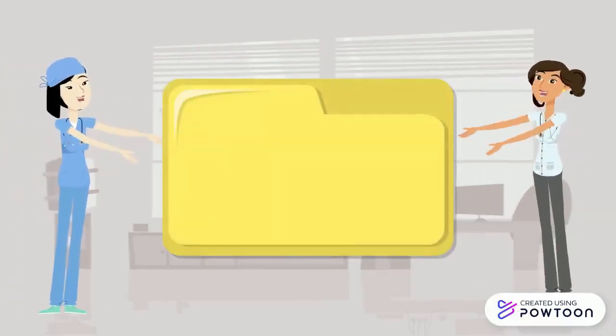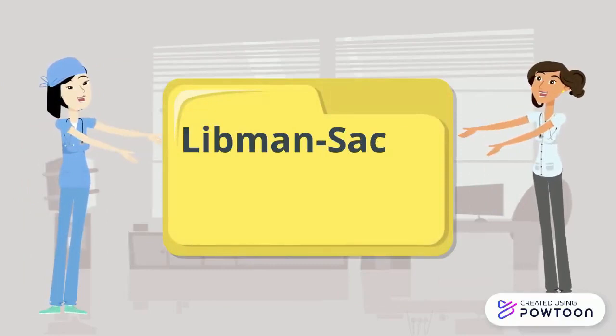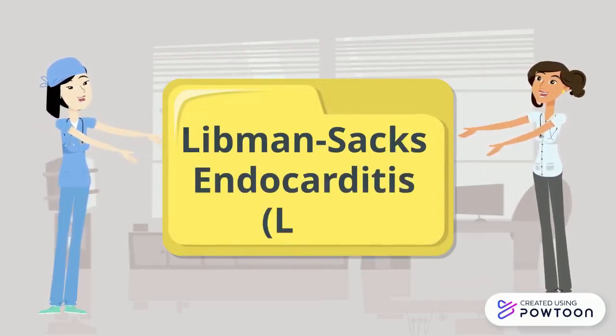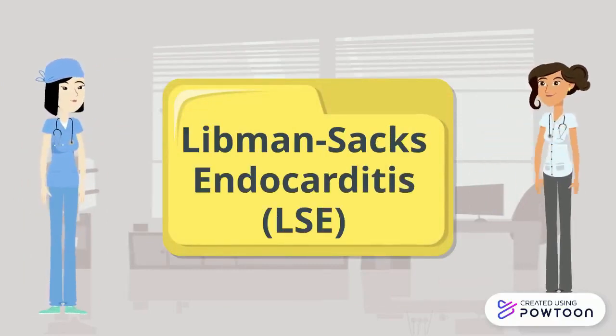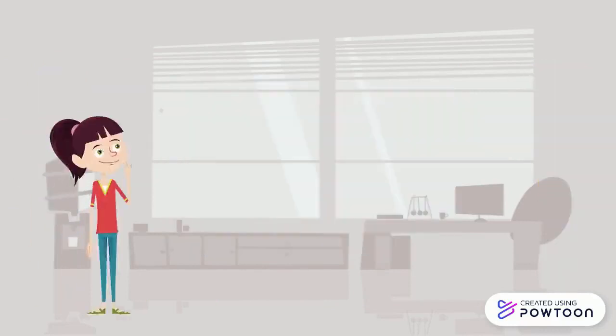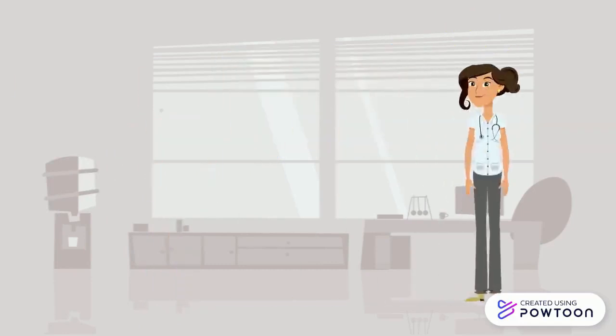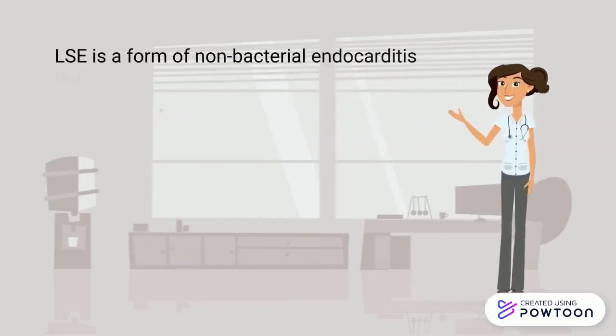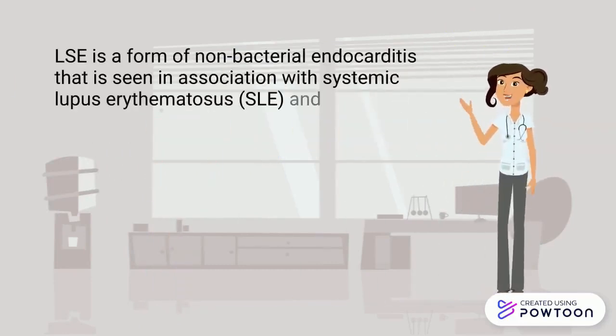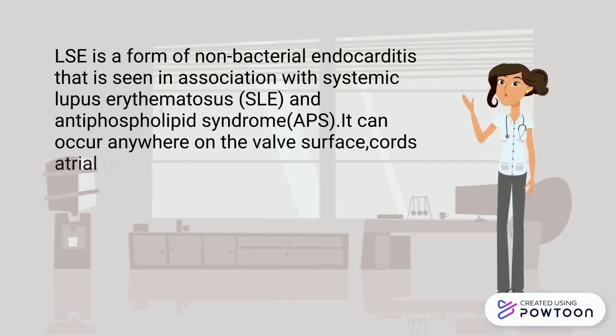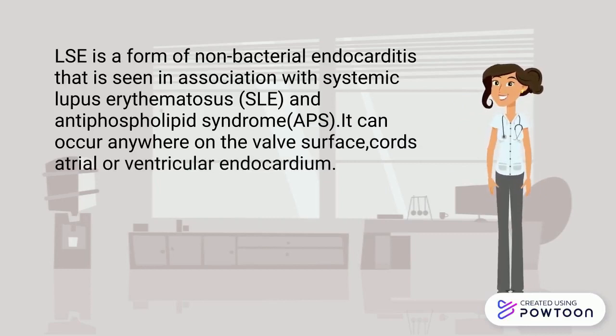Hi everyone, I'm Wafa. I will be explaining Libman-Sacks endocarditis, also known as LSE. First of all, what is LSE? LSE is a form of non-bacterial endocarditis seen in association with systemic lupus erythematosus and antiphospholipid syndrome that can occur anywhere on the valve surface, cords, or atrial or ventricular endocardium.